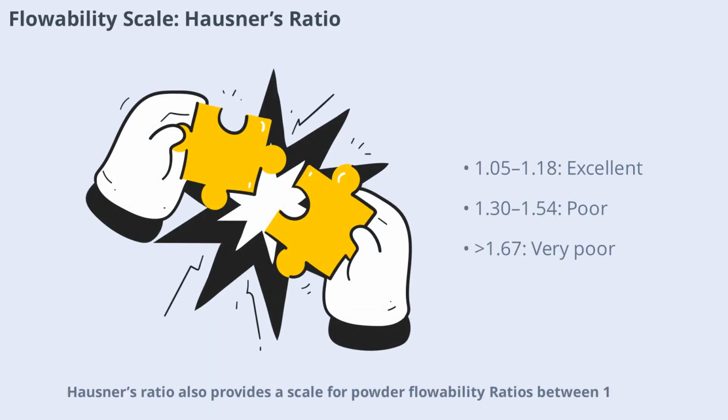Hausner's ratio also provides a scale for powder flowability. Ratios between 1.00 and 1.11 are excellent, 1.12 and 1.18 are good, 1.19 and 1.25 are fair or passable, 1.26 and 1.34 are poor, 1.35 and 1.45 are very poor, and values above 1.67 are very, very poor.